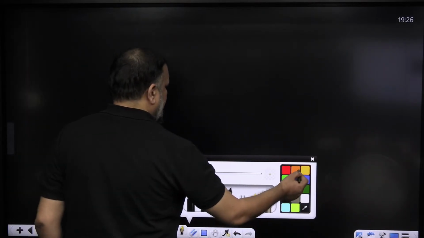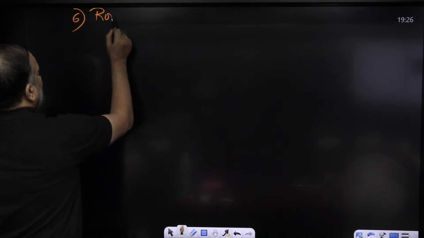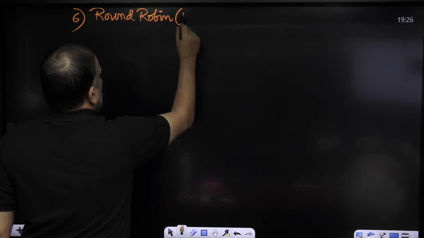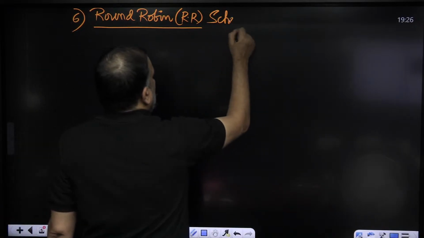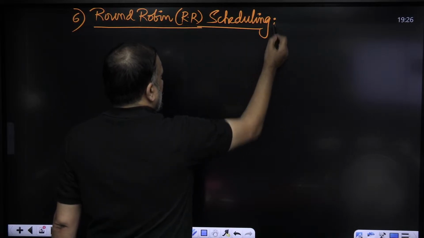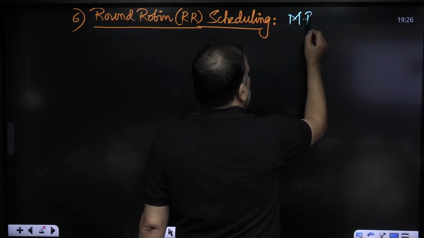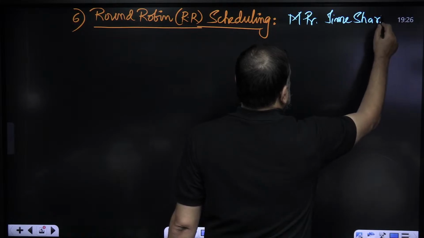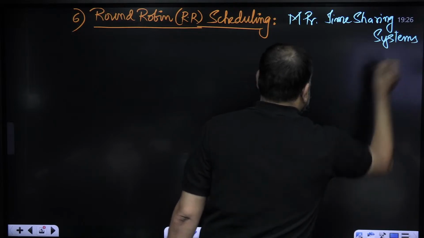Let us write that, a very important, super duper important topic. Sixth scheduling technique, round robin. We will generally write it in short as RR. This was the scheduling technique which was generally used in multi-programmed time sharing systems. The initial time sharing systems prominently used this scheduling technique.